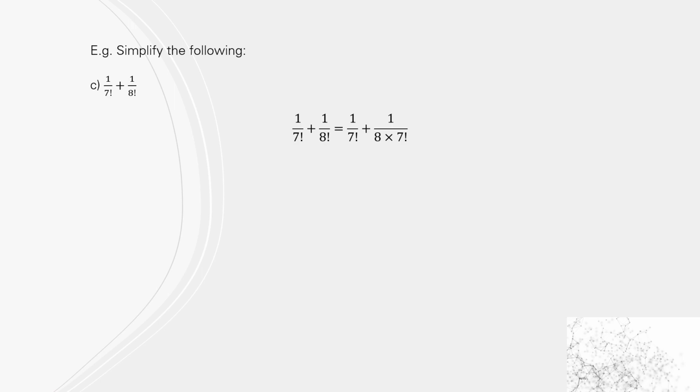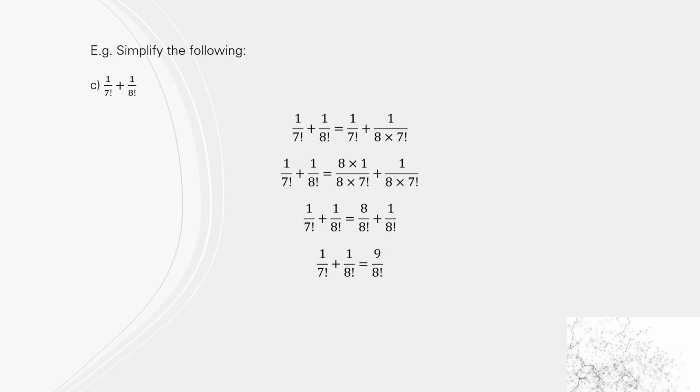The next one: expand the largest. 8 factorial is bigger than 7 factorial, so 8 factorial is 8 times 7 factorial. Now we know when we add fractions, we need to get a common denominator. So let's do that. I have to multiply the first term by 8, top and bottom, so that the denominators are the same. So on the top I get 8 plus 1, and on the bottom I get 8 factorial. So I get 9 over 8 factorial.